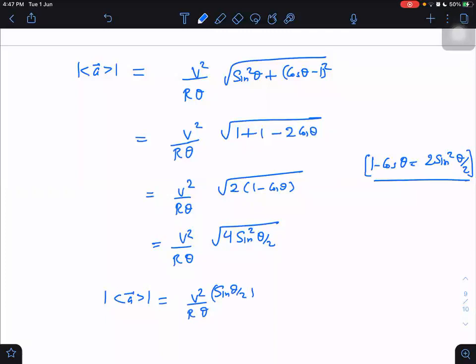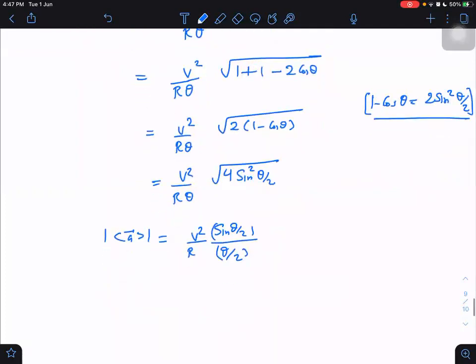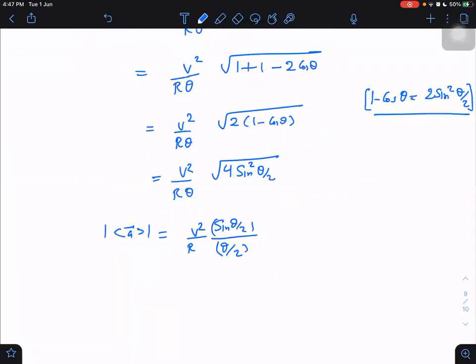Or I can write it in a symmetric way. You are right, that is also right what you are saying. But I think it will appear interesting if I write it in this way: sine theta by 2 divided by theta by 2. What you said is right, although it is the same as 2v square by r into sine theta by 2 divided by theta. But I could write it in this way and the formula appears more symmetric. It is sine of some angle and it is divided by the same angle.